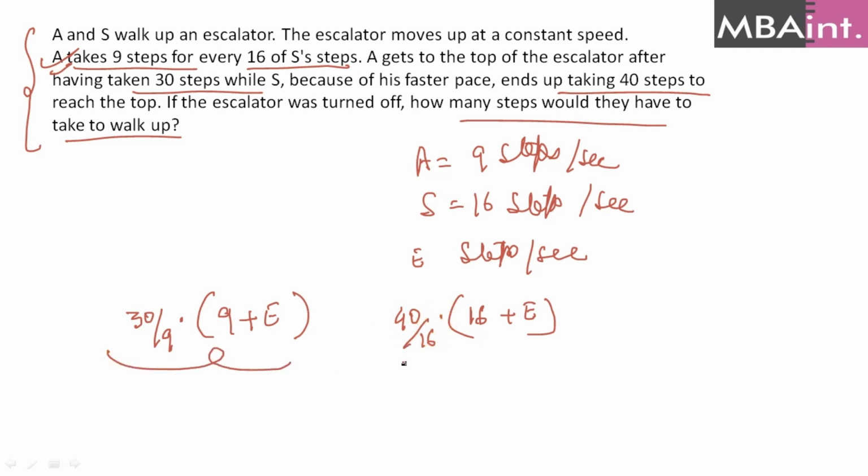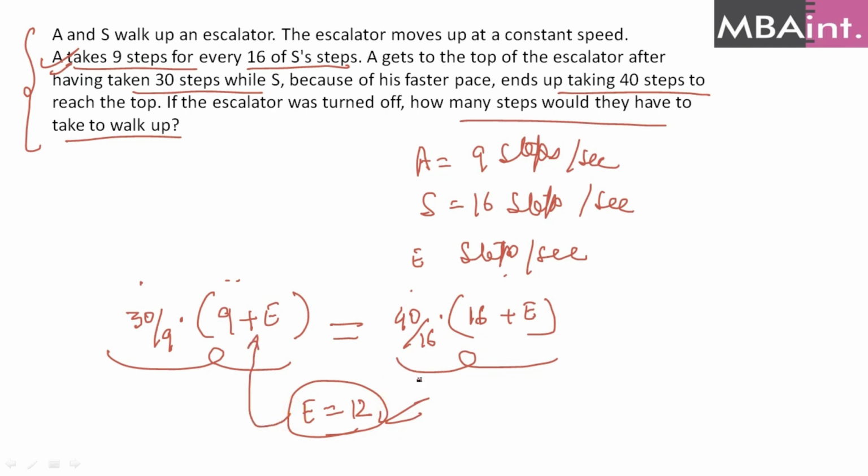Now both of them, the number of steps which they have covered with this speed and this time duration, and with this speed and this time duration, right? I'll just equate both of them. Now, when I solve them, I get the value of E. So what is E, guys? E is nothing but the speed of the escalator, right? So you can put it in either of the two equations, on either side of the equation, and you'll get the required answer.